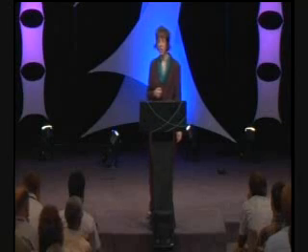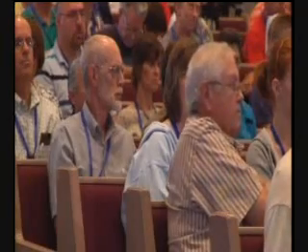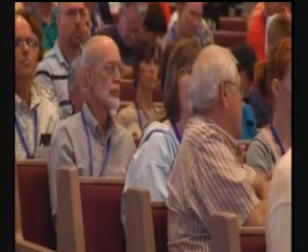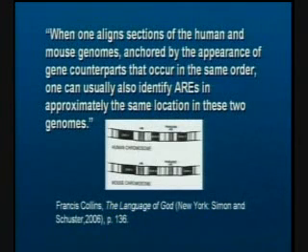So even though Collins does not admit the functionality of AREs, he does think they're important. They're especially important when it comes to the issue of common ancestry. And he says this: when one aligns sections of the human and mouse genomes anchored by the appearance of gene counterparts that occur in the same order, one can usually also identify AREs in approximately the same location in these two genomes. So he says, if you have gene A and gene B, and you match them up, in between there's this ARE. Okay, this repetitive element. And you can see that over and over and over again.